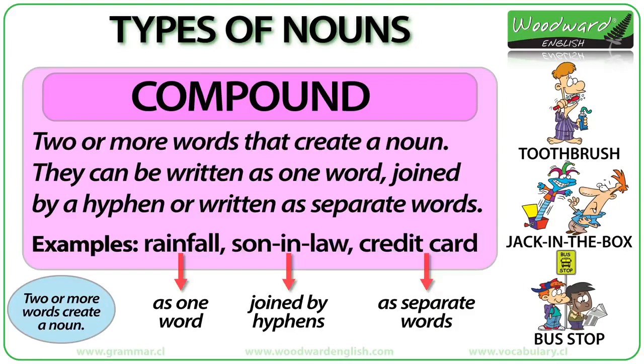Some examples of compound nouns are rainfall, which is written as one word, son-in-law, which is joined by hyphens, and credit card, which are separate words. Notice how the main stress is normally on the first part of the compound word: rainfall, son-in-law, credit card, toothbrush, jack-in-the-box, bus stop.